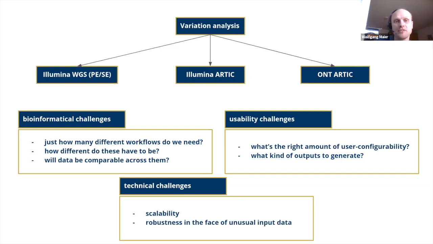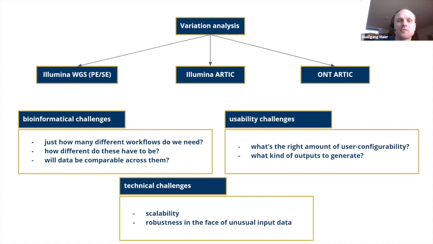So does each of these data sources require completely different workflow architecture with different analysis tools, or can they all be analyzed the same way? And then, of course, will data be comparable across them? So if I compare a variant list produced from Oxford Nanopore Arctic data and one from Illumina whole genome sequencing, will they have anything in common? Can I really say this variant was present in this sample and absent from the other when the data sources are very different? Then there are usability challenges.